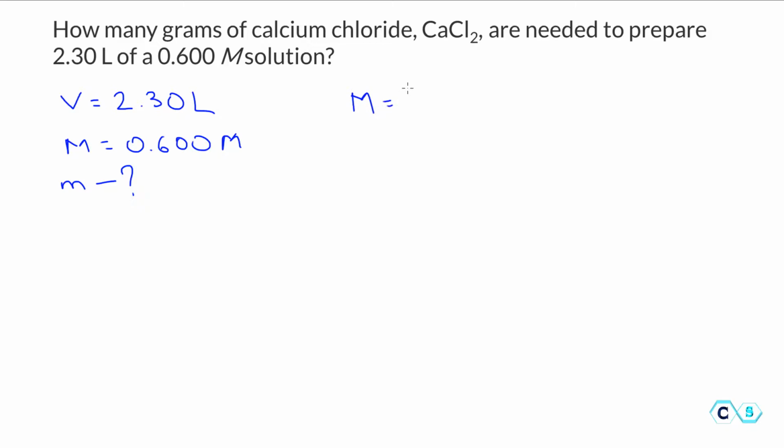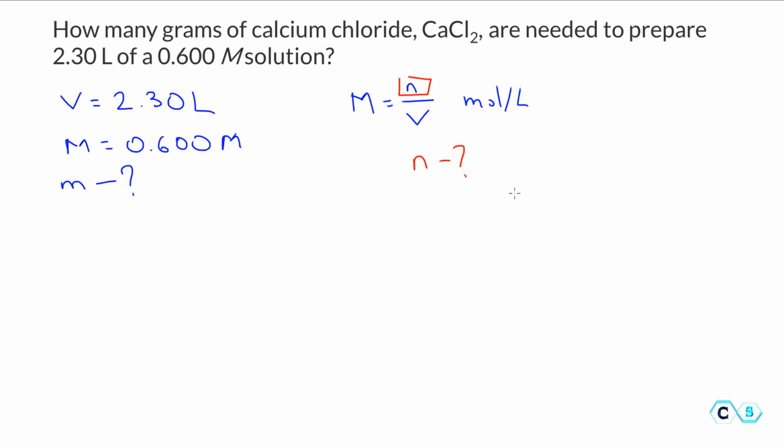We know that the concentration is equal to moles over volume, and so the units are moles per liter. So what we need to do here is remember that the link between the mass and concentration is going to be through the moles. We need to find the moles first in order to find the mass. And so it's a two-step problem.